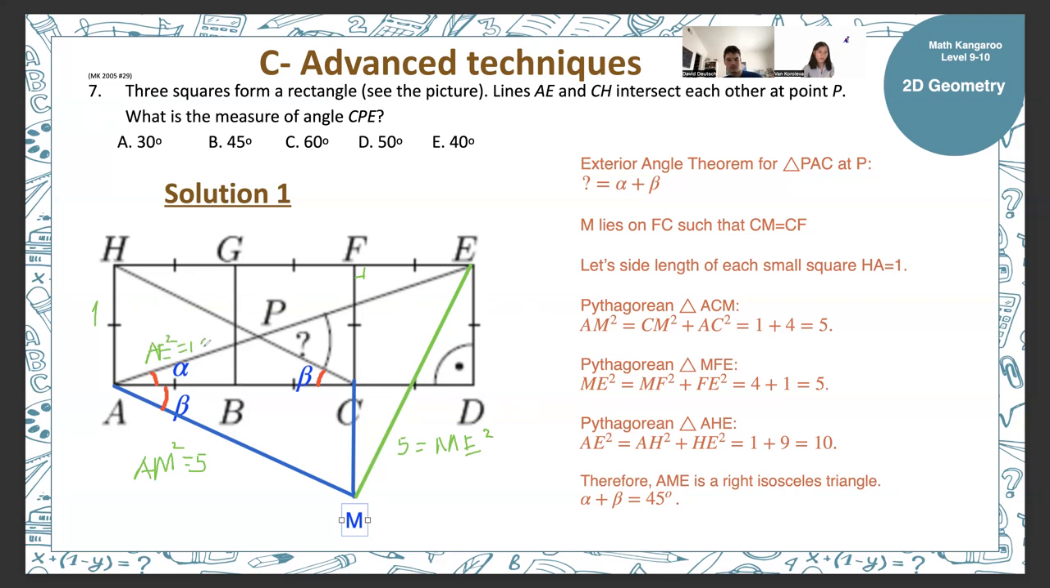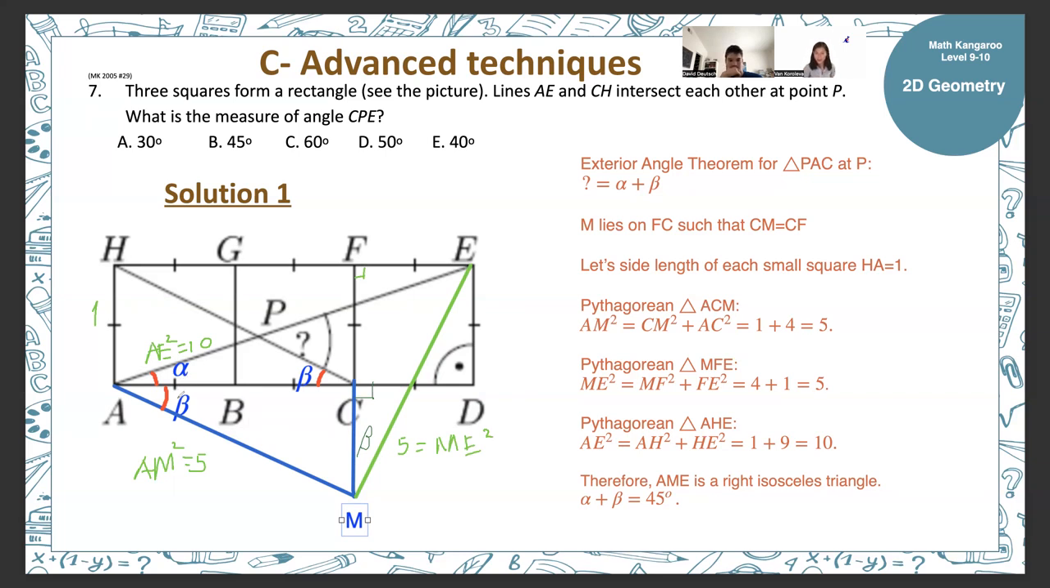And that's the thing with geometry. The question gave us three squares put next to each other in this particular configuration, so I have to make use of all the information. If I haven't made use of all the information, I wouldn't be able to get to the solution. So now it's nice to have a 5, and 5 plus 5 is 10. So again, using the Pythagorean theorem, I know that AME is actually an isosceles right triangle. So alpha plus beta equals 45 degrees.